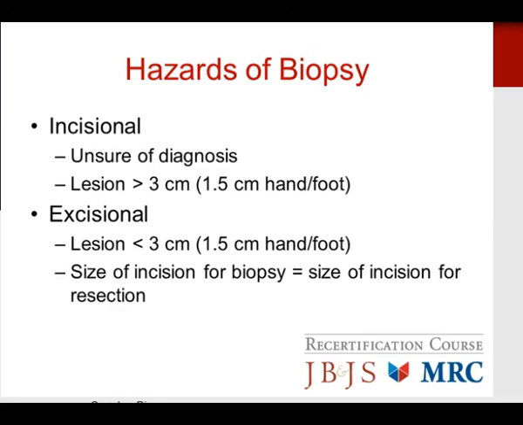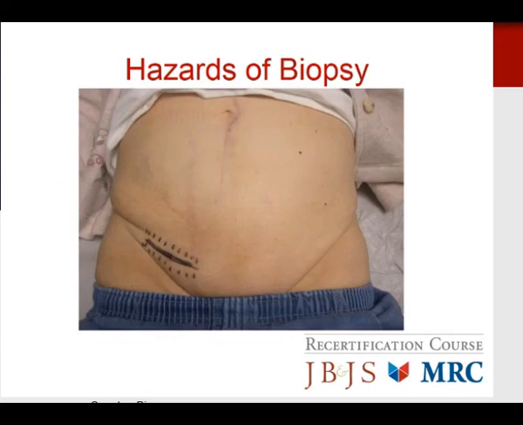An excisional biopsy is performed when the lesion is less than 3 centimeters, or the size of the incision for a biopsy would be about the same size as the incision for a resection. The important thing to think about here is that an excisional biopsy assumes that the lesion will be excised with negative margins. So you can't shell out a tumor or inadequately remove a tumor. If you're going to do an excisional biopsy, the entire lesion needs to be removed with a very small cuff of normal tissue.